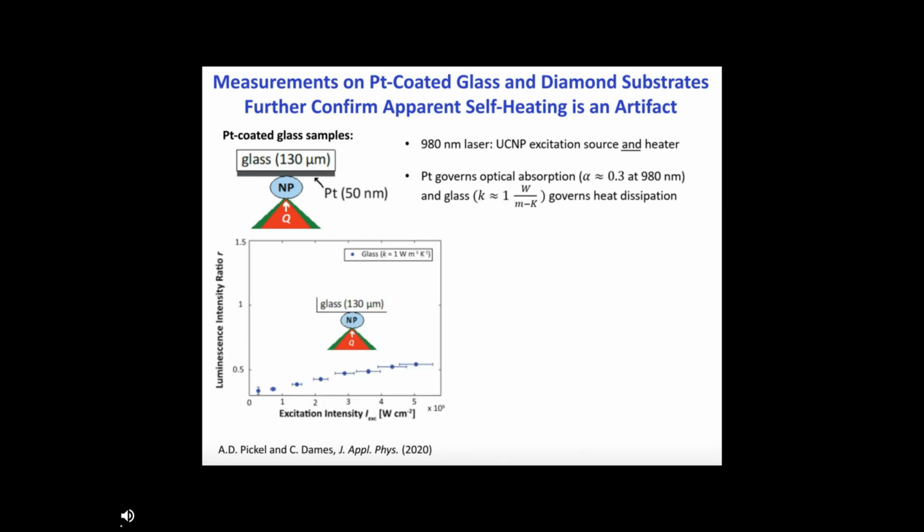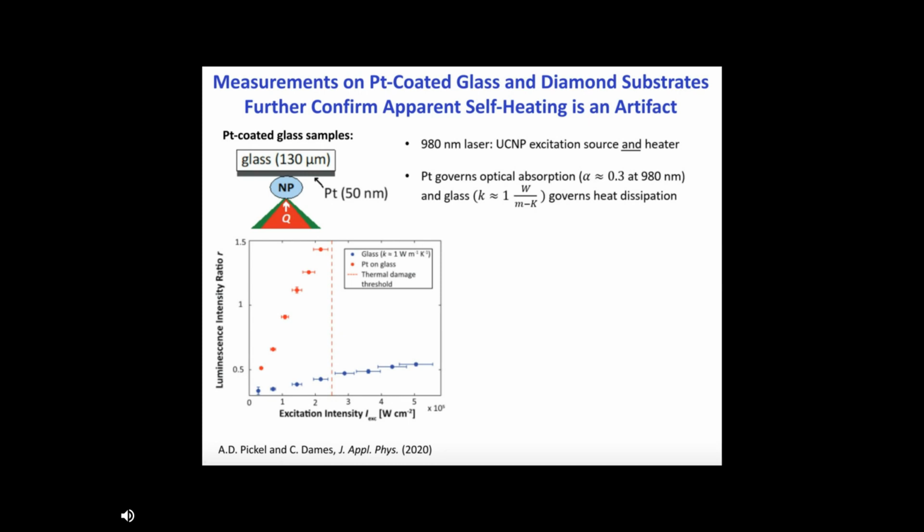So what we did is we first started out by using just a plain glass sample, so no platinum on this one, and we measured the ratio as a function of excitation intensity, and unsurprisingly, we see an increase in the ratio, and that's this apparent self-heating effect that I just talked about. And then if we repeat this measurement with a nanoparticle on platinum-coated glass, then what happens is we get a much, much steeper increase in the ratio, indicative of true laser heating on top of this apparent self-heating effect.